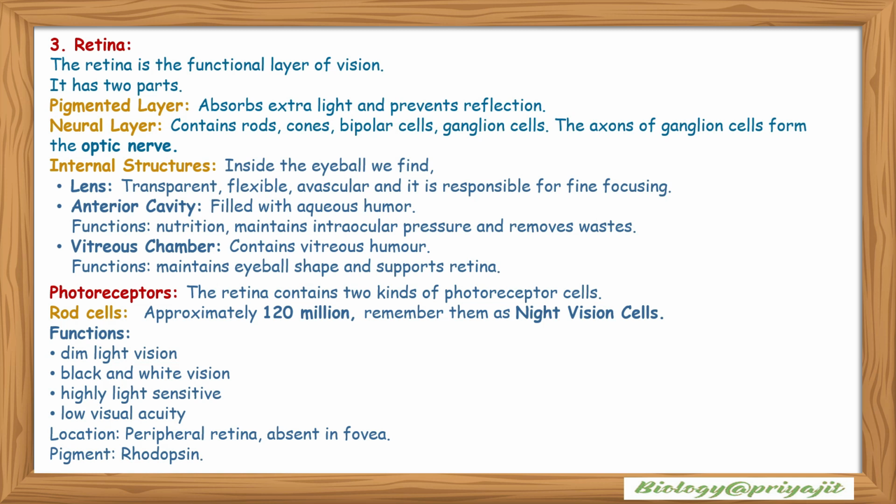Internal structures inside the eyeball, we find lens, anterior cavity and vitreous chamber. The lens is transparent, flexible, avascular, and it is responsible for fine focusing. The anterior cavity is filled with aqueous humor. Its functions are to provide nutrition, maintain intraocular pressure and remove wastes.